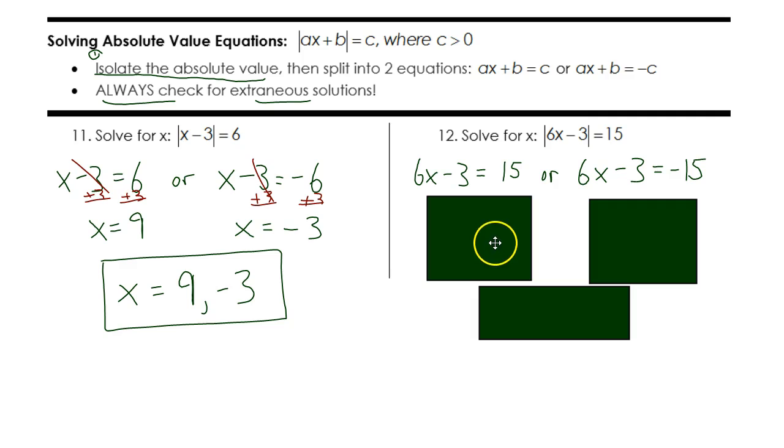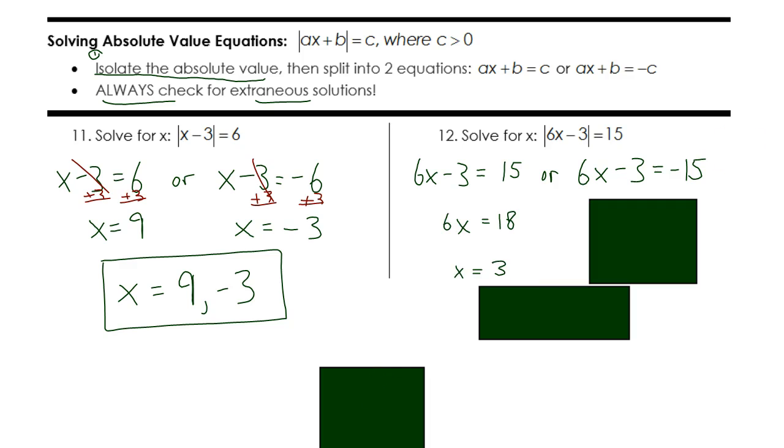In our next example, number 12, we do not have anything outside the absolute value bars to worry about, so it is already isolated. We go ahead and split it into the two equations, 6x minus 3 equals 15, or 6x minus 3 equals negative 15, because the absolute value of both 15 and negative 15 is 15. I'll solve the equation on the left by adding 3 to both sides. After adding 3 to both sides, I will divide both sides by 6.